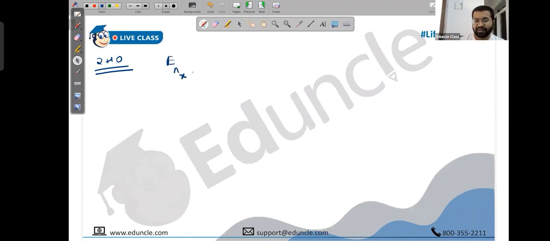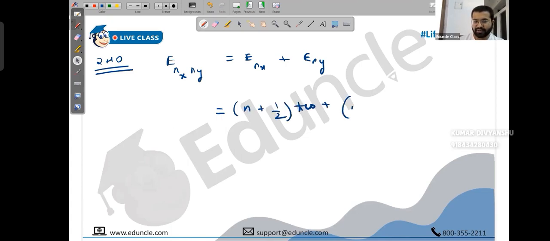What about energy, people? It will now be a function of nx and ny. But energy is a scalar quantity, so it will be E nx plus E ny. What is energy, people? (n plus half) h bar omega. Again, energy would be (n plus half) h bar omega. But since I've got nx and ny, this quantum number is nx, this quantum number is ny.